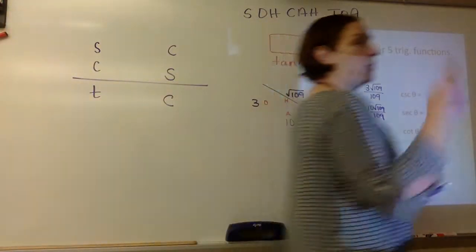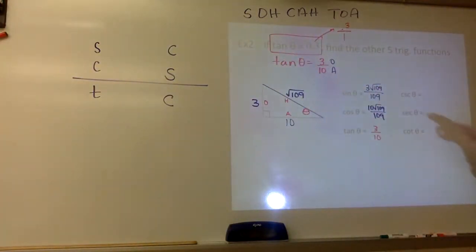Now, this is an example where we might want to follow that train of thought. Cosecant goes back to sine. Sine is O over H, so I'm looking for H over O. So that's going to be the square root of 109 over 3. Secant, square root of 109 over 10. Cotangent, 10 over 3.